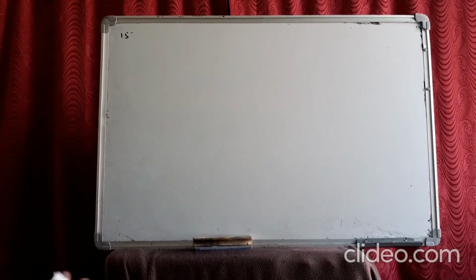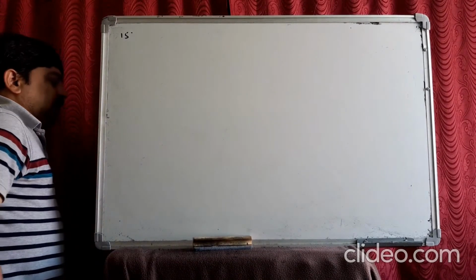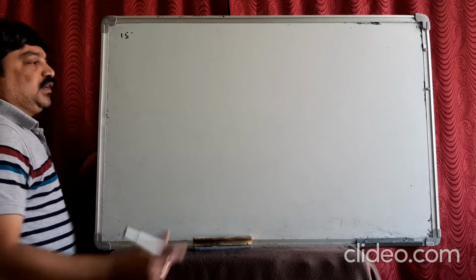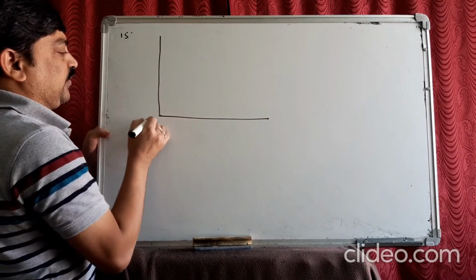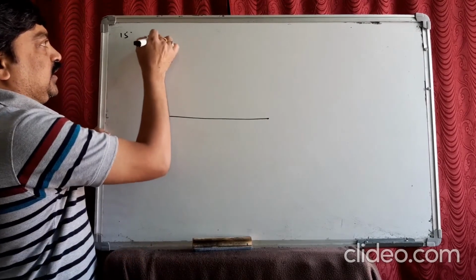See the 15th question. A straight highway leads to the foot of the tower. There is a straight highway. It leads to the foot of the tower. This is a tower here. AB is a tower.